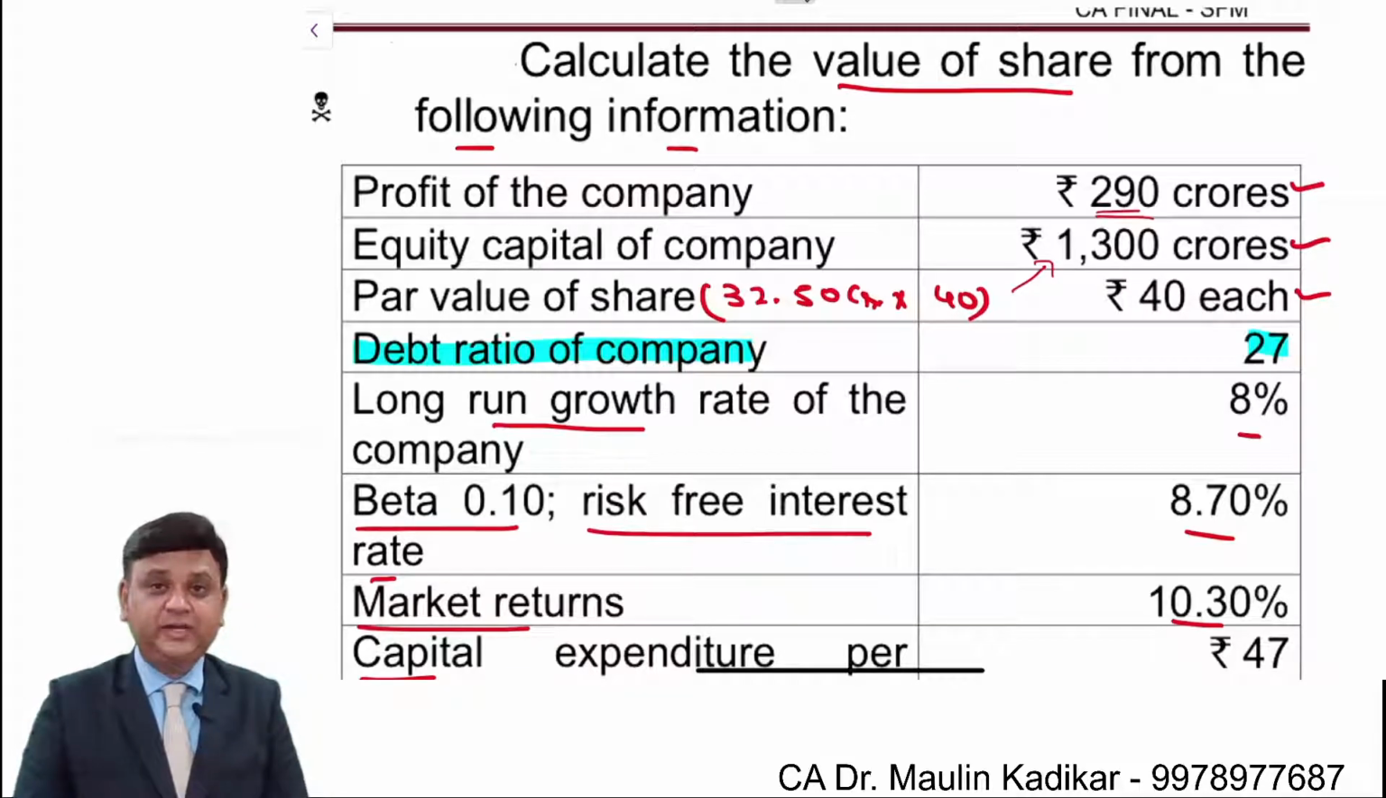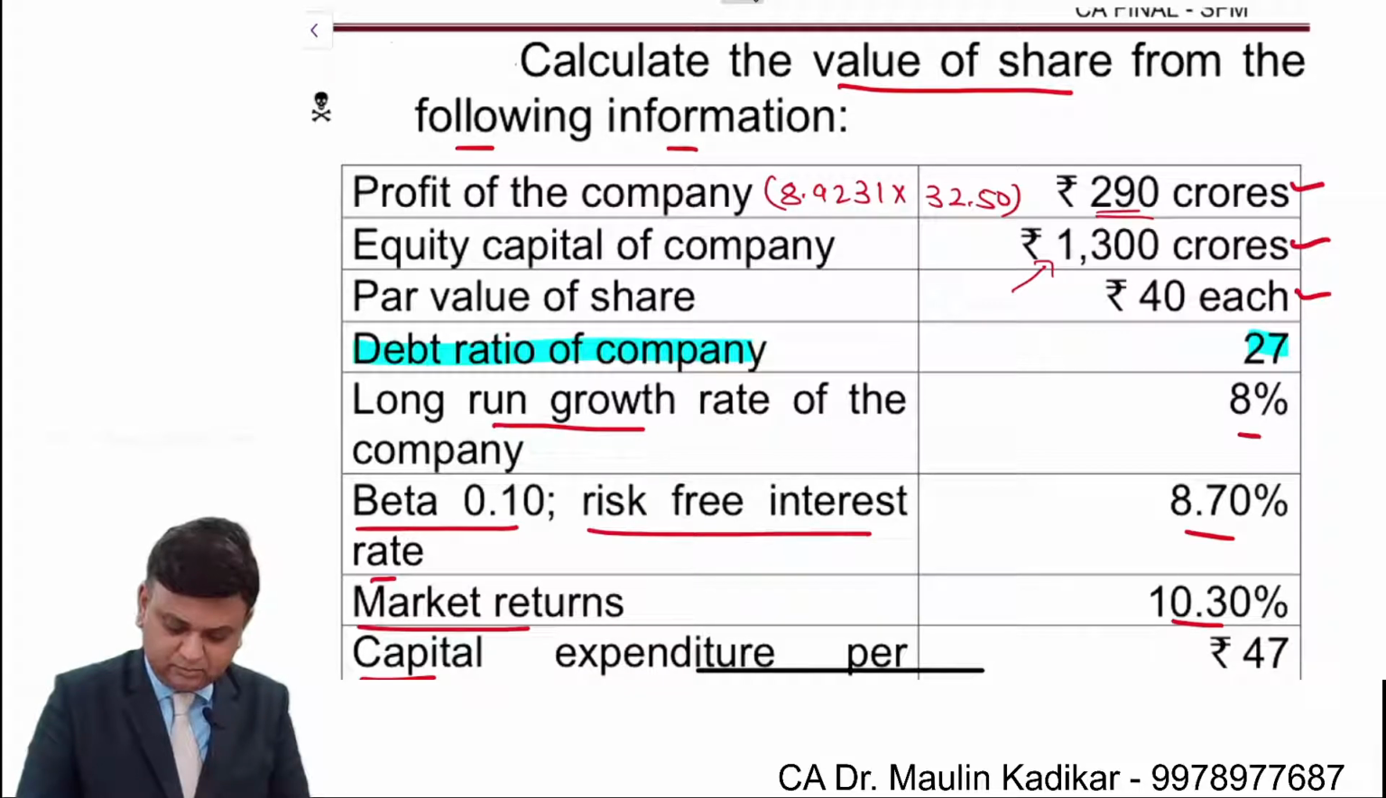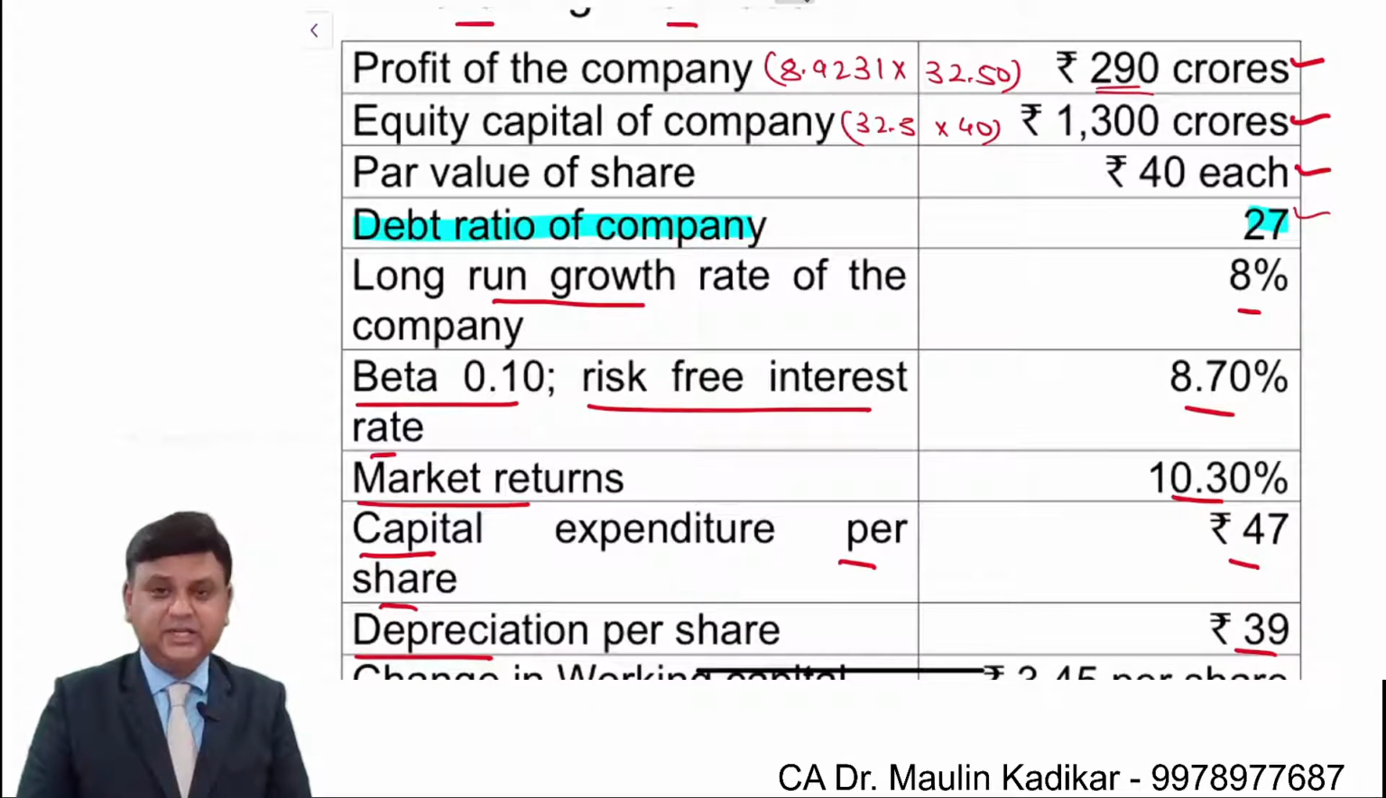Profit of the company is given as 290 crore. So 290 crore divided by the number of equity shares, 32.5 crore. So the earning per share is 8.9231. So 8.9231 is the earning per share into the number of equity shares, 32.5 crore. So over here it is 32.5 into 40. The debt ratio of the company is given to us as new information, 27%. How to incorporate the same, I will explain to you.